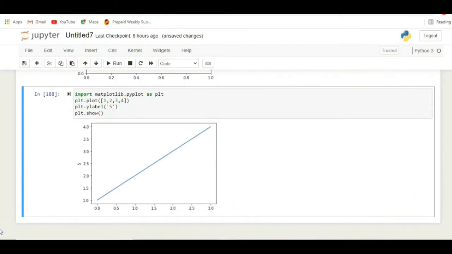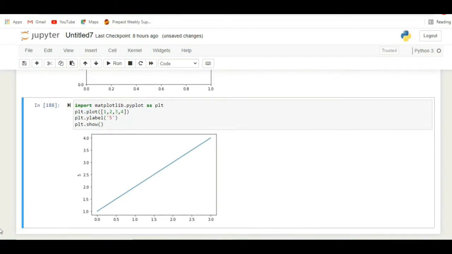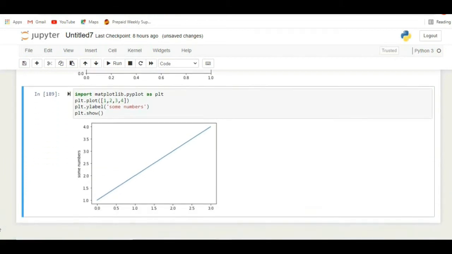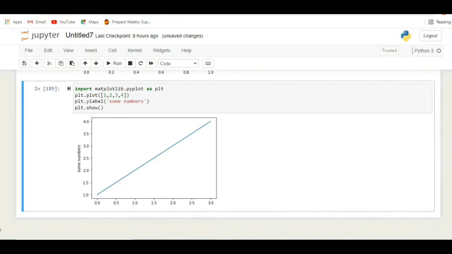Okay, and here we can change 5 to some numbers, some y label, because this graph is labeling on the y-axis, not on the x-axis. So if I write some numbers, of course on the y-axis it will show some numbers. And now you can check the previous code as well in the same way.